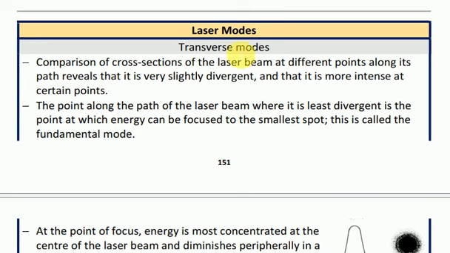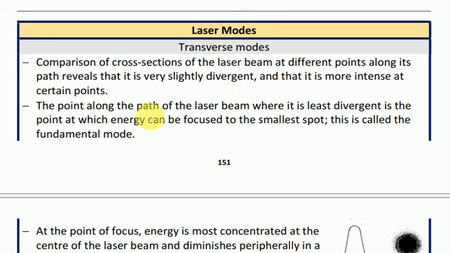Laser modes. The first is transverse mode. Comparison of the cross section of the laser beam at different points along its path reveals that it is very slightly divergent and that it is more intense at certain points. So laser light is generally regarded as coherent, but at a practical level all light waves are not precisely parallel, as they resonate between the two mirrors of the laser tube, and it is more intense at certain points and slightly divergent.